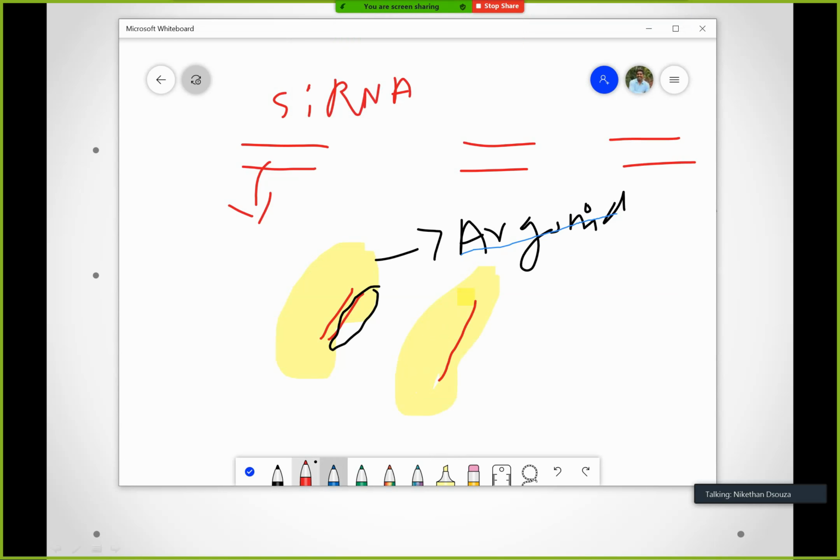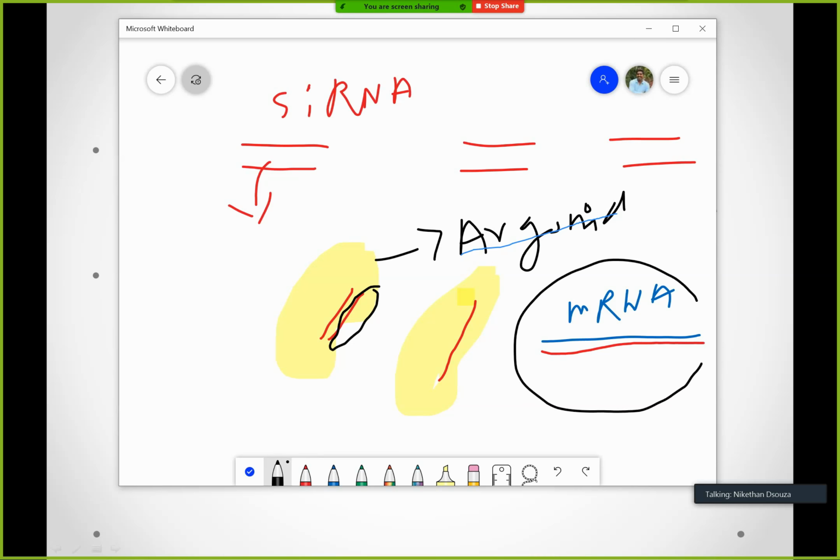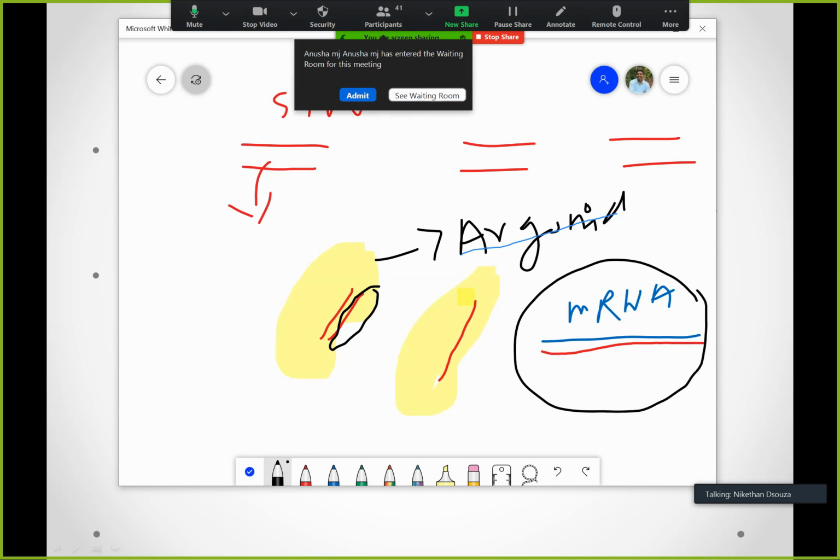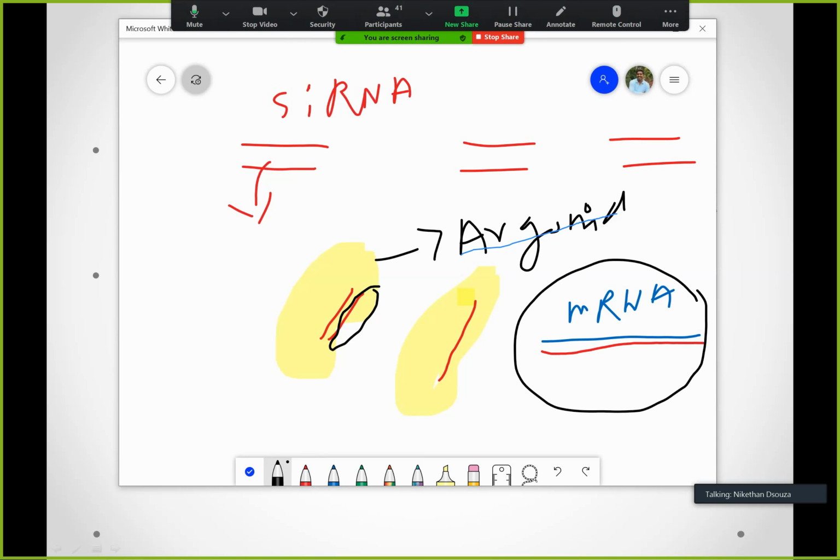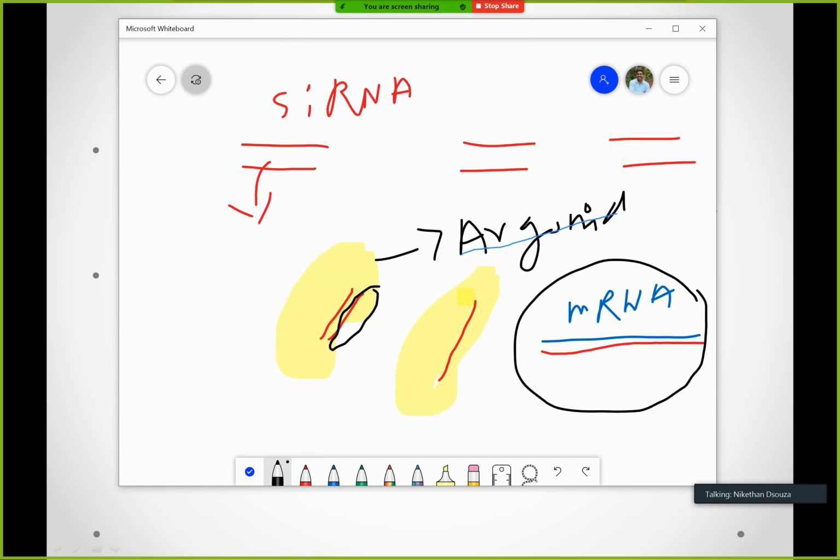Now this single RNA goes and binds to the mRNA, which is ready for protein synthesis. The mRNA is bound by this siRNA, making it double-stranded. By making it double-stranded, the nematode mRNA is blocked, blocking the protein synthesis, so it can't synthesize the protein.